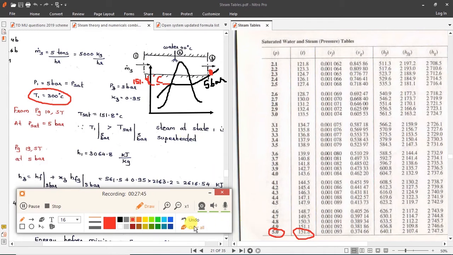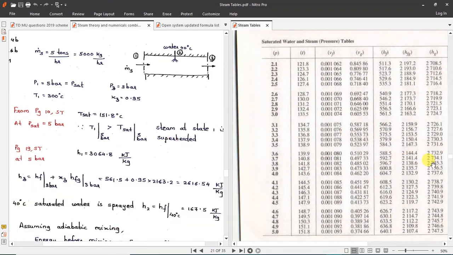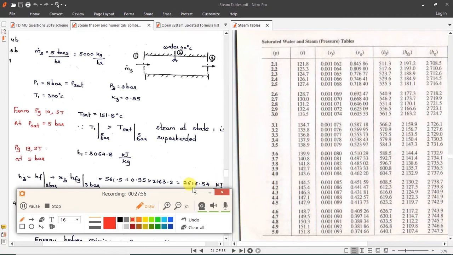So here I'll clear this now. I hope this is clear. So we'll go to the steam table part. Let me check this.